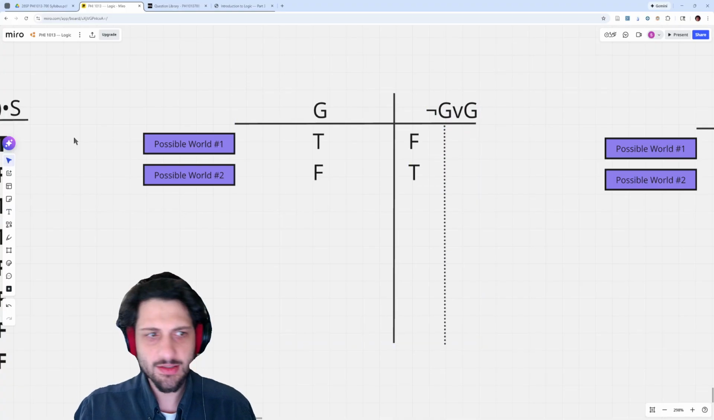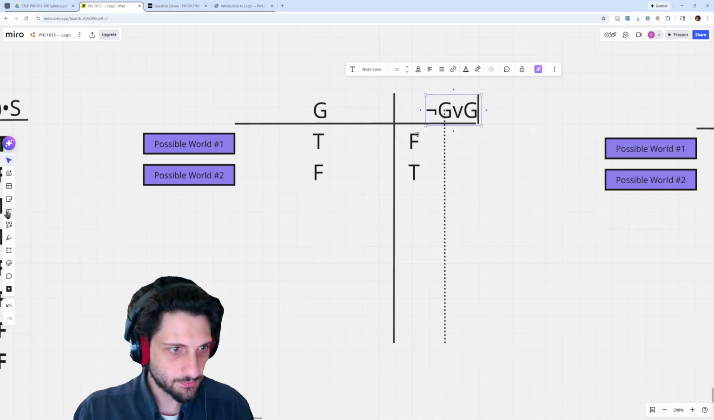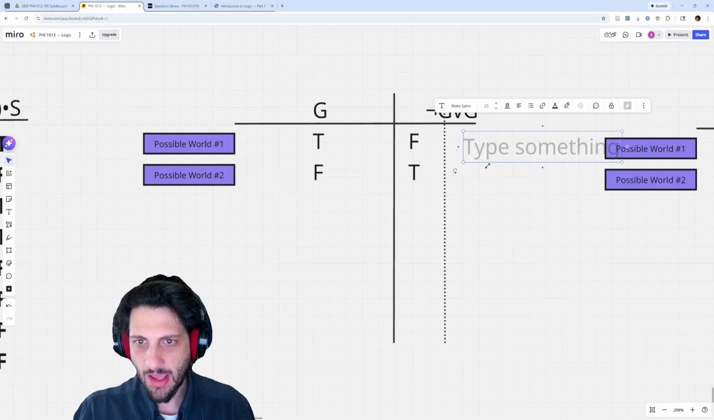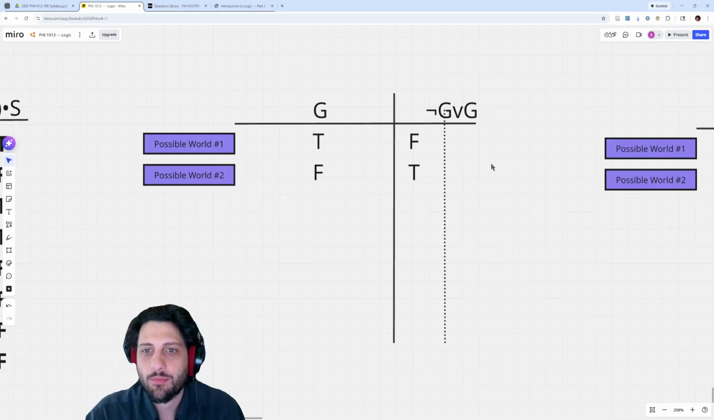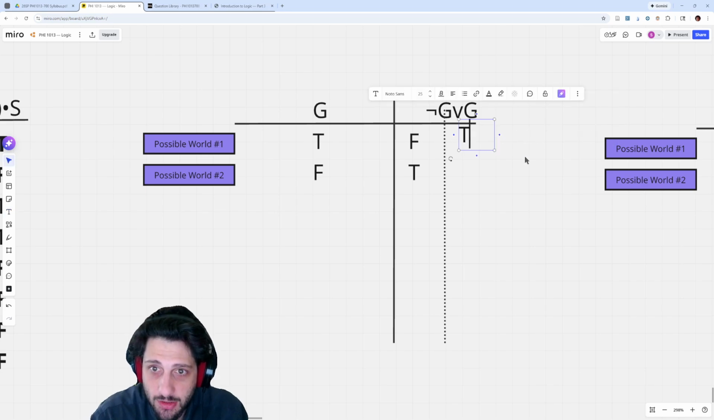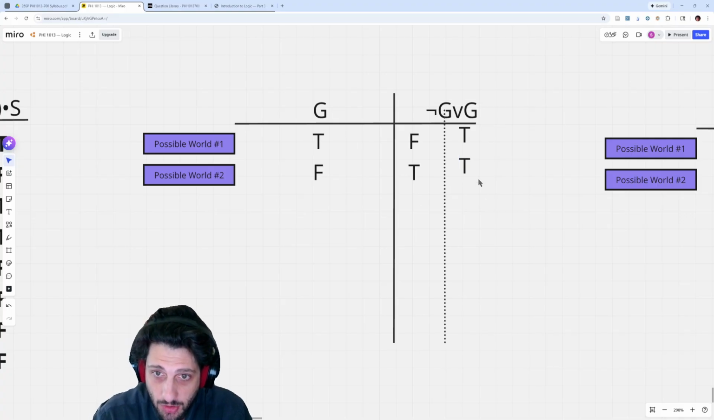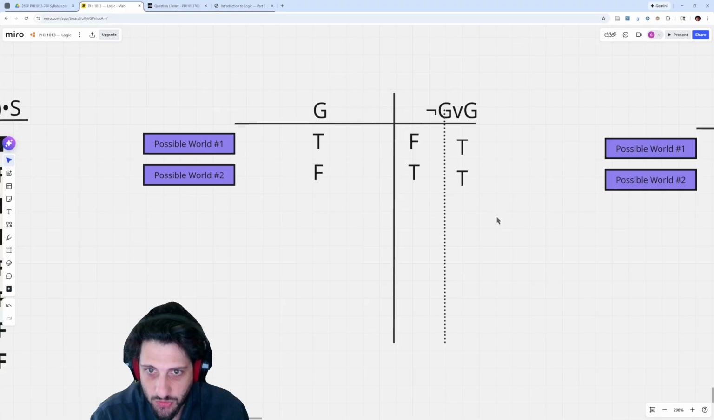Right? And let's go ahead and take this out. And well, let's think about it. In the first world, the left-hand side, not G, is false, but the right-hand side is true, so we're good. It's true. In the second world, the left-hand side, not G, is true, and the right-hand side is false. But it's still true, because the OR only needs one truth.